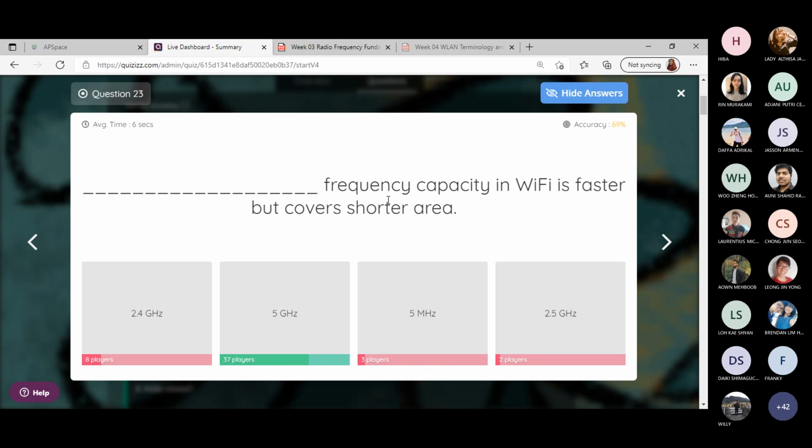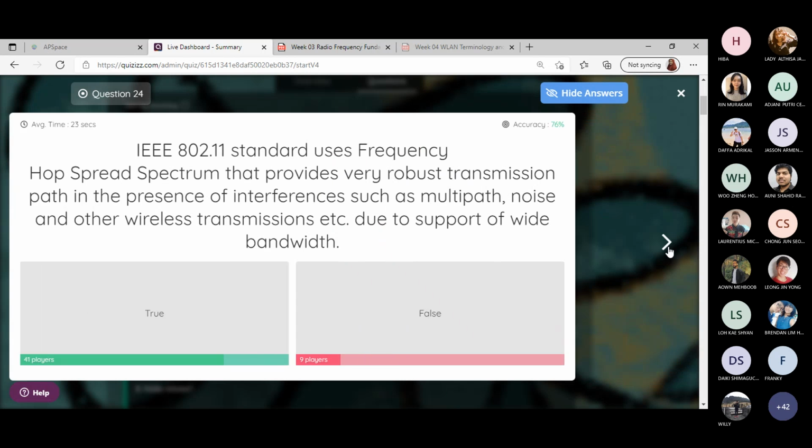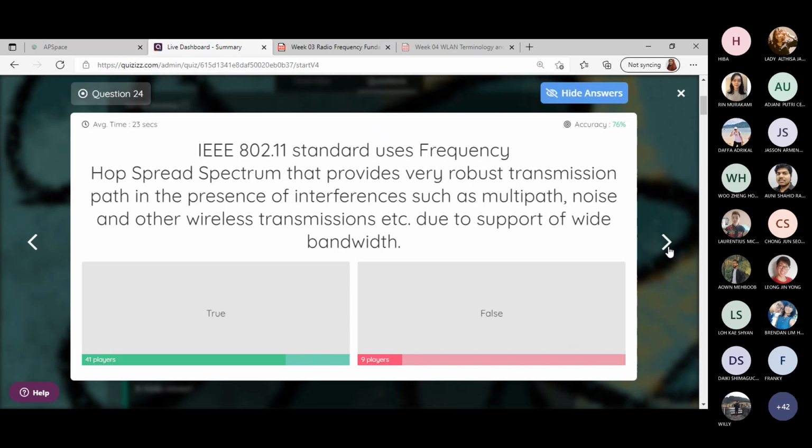All right. Frequency in Wi-Fi: 5 is faster, but covers a shorter area. As I said, there will be issues if we have pillars. If you have a 2-story house and you are in the upstairs room, it's better you go for 2.4. All right. Next one.